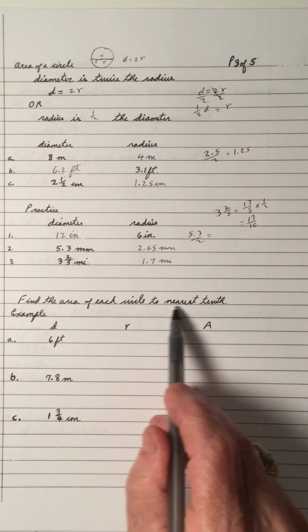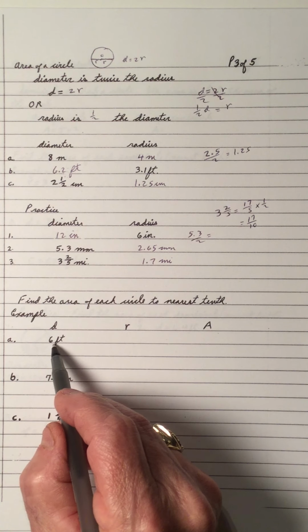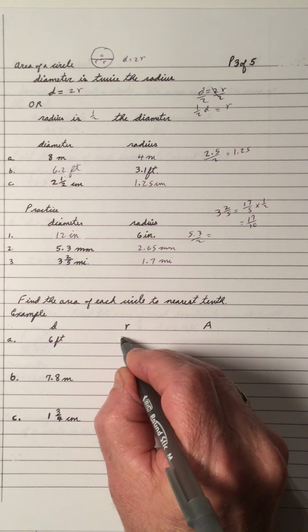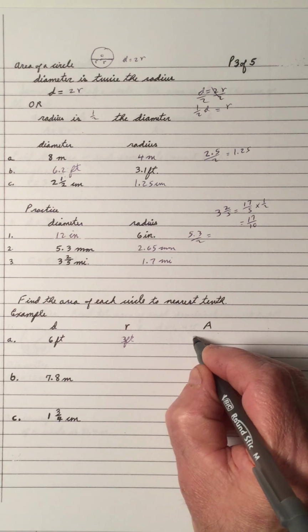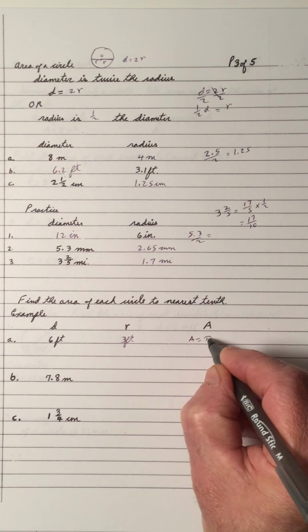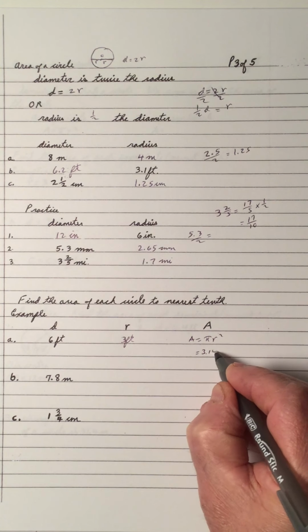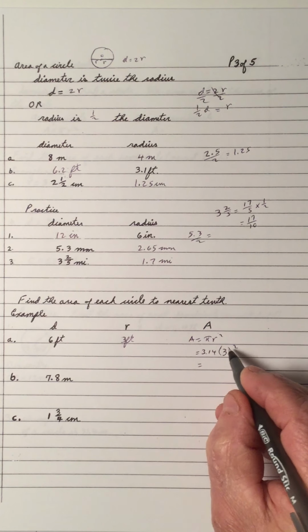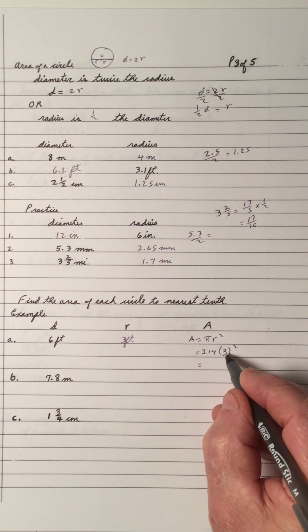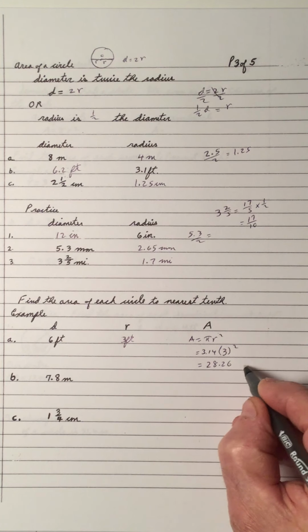Find the area of each circle to the nearest tenth. A, we have a diameter of 6, so the radius is 3, because when we work the area of a circle is pi r squared, so we need a radius. So 3.14, and our radius is 3. So we get that's a 9, so 3.14 times 9 gives us 28.26.